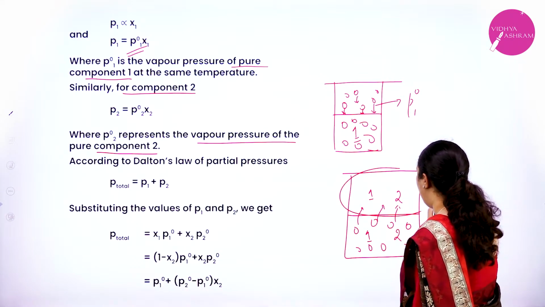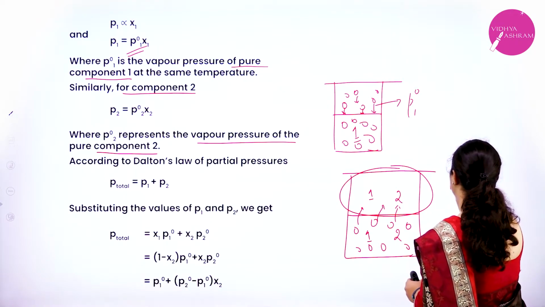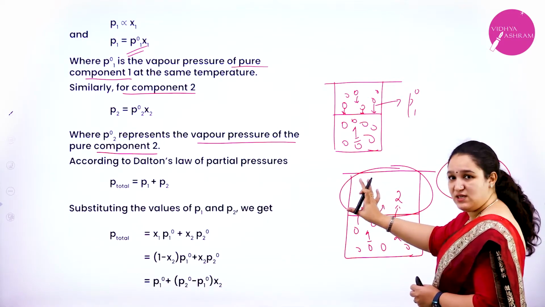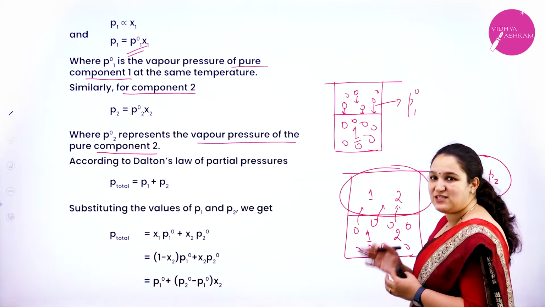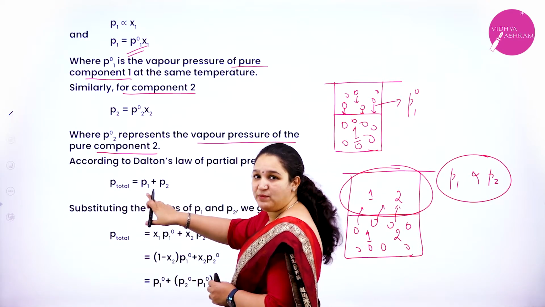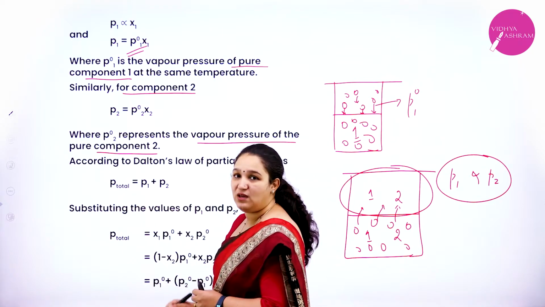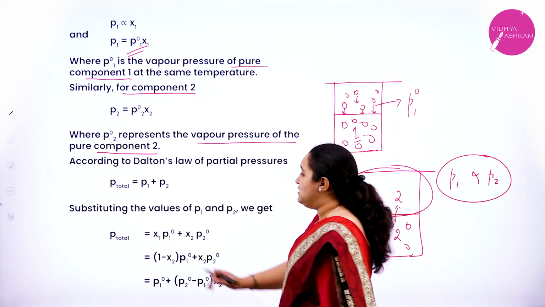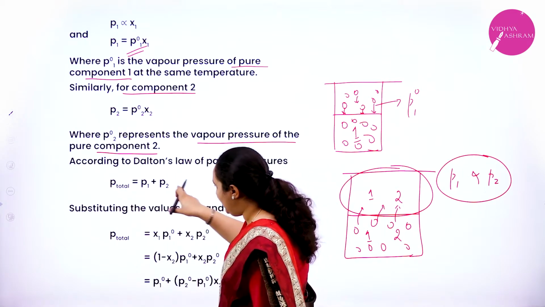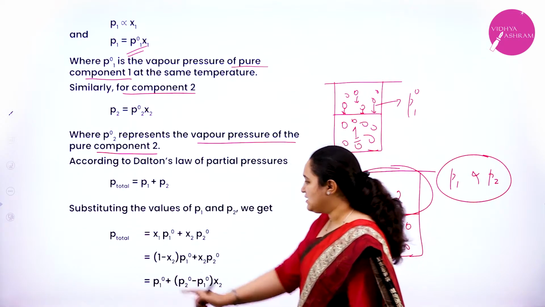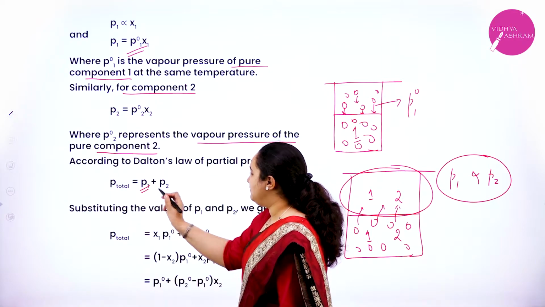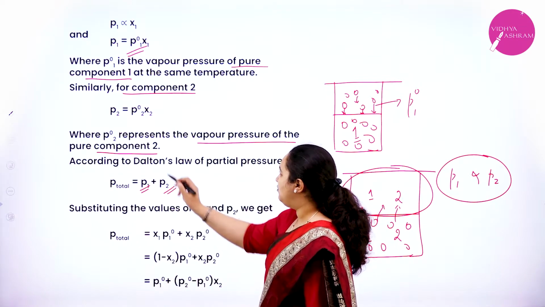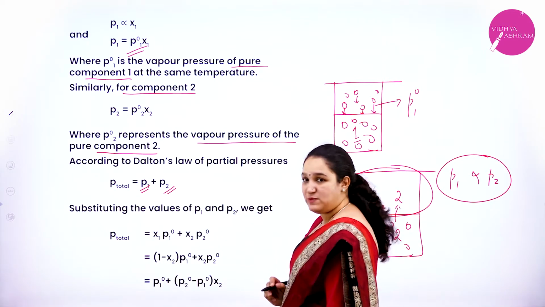So in this phase I have two partial pressures, P1 and P2. Dalton tells that the total pressure is the sum of the partial pressures of the gases which are present. So we have two partial pressures of two components, P1 and P2, which if I add up, I'll get the total pressure. This is according to Dalton's law, correct? Now substituting the values of P1 and P2 in this equation, P total is equal to, what is P1? I got it as P1 naught x1, so I have substituted that. What is P2? P2 is P2 naught x2, I have substituted that.